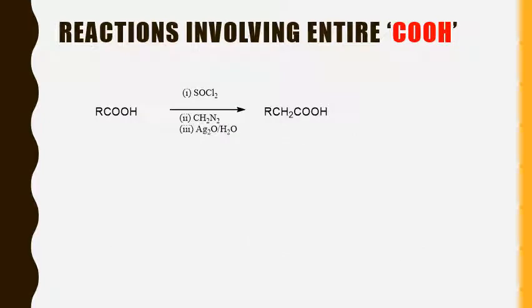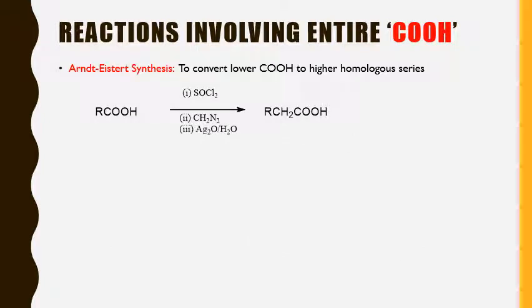And next is the most important, Arndt-Eistert synthesis. Okay, so what is this? It has a very important place in organic chemistry, especially in reactions of carboxylic acids. It is always important to have higher carboxylic acids from lower carboxylic acids because everything is not available commercially. But if you want to prepare a higher one from the lower one, you should always have a homologous series where one carbon is added to the lower chain.